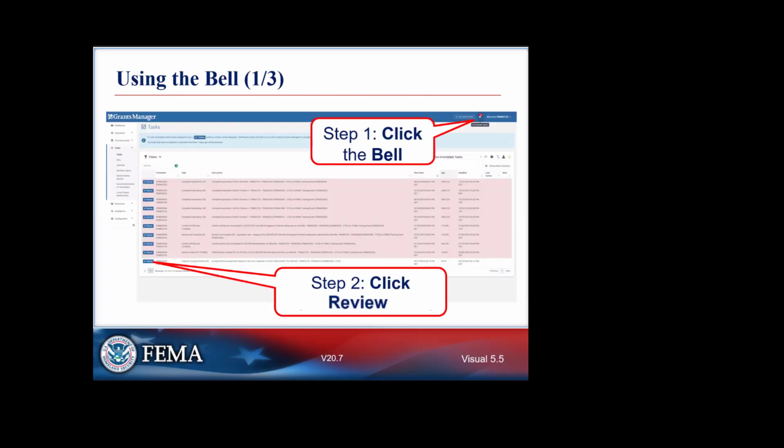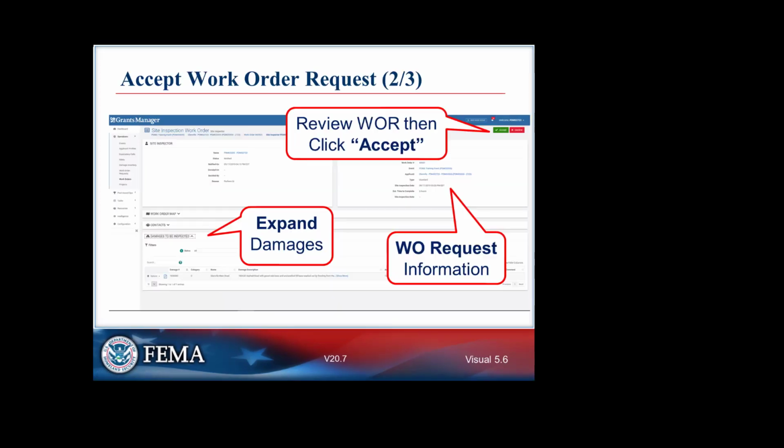So using the bell, we would, step one, click on the bell and we will be brought to this page you see on the screen. There's a lot of red tasks. These are outdated tasks. But to locate your most recently assigned task, you would then follow step two by clicking the review button. Once you have clicked the review button, it will then open your work order request.